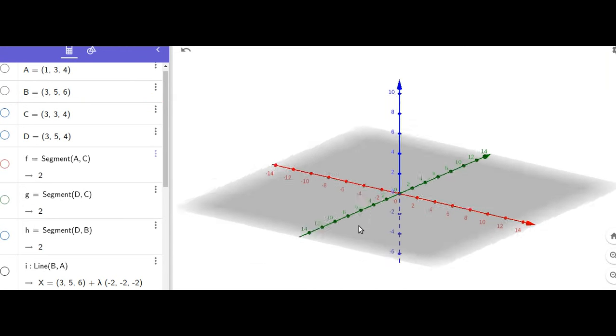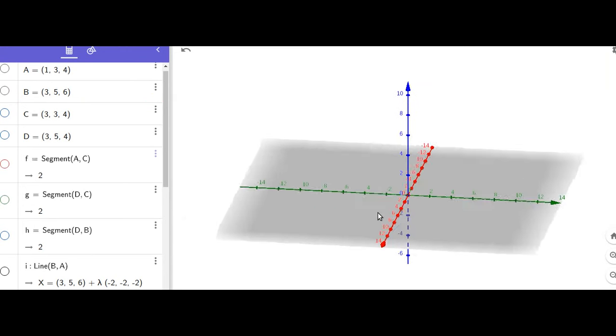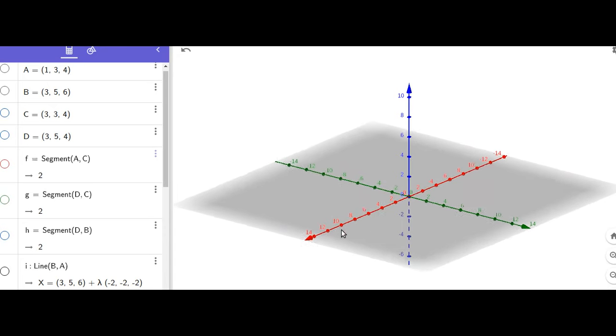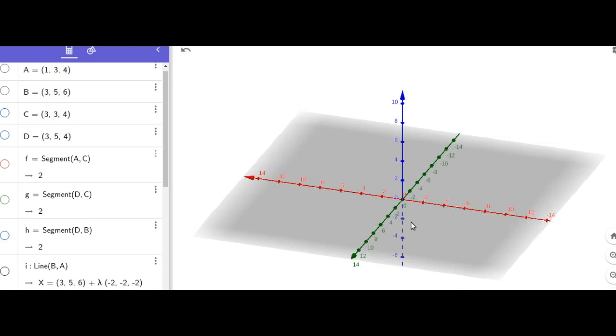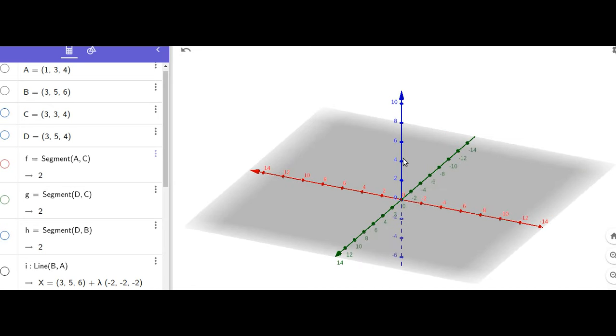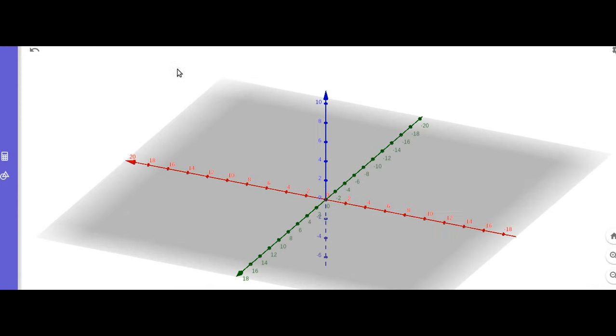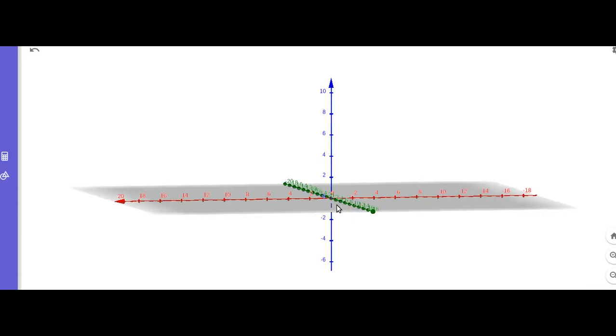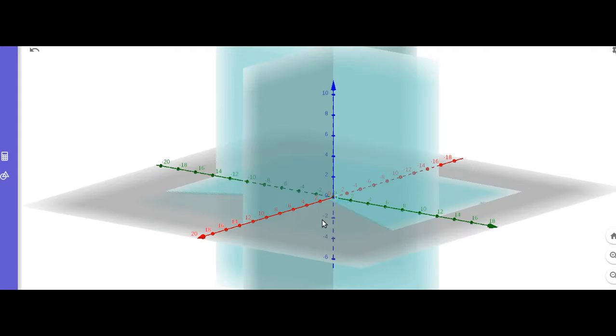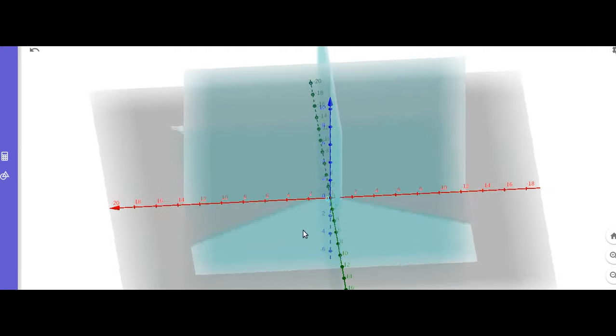So you can see that it's made up of three axes. The red axis is the x-axis, the green one is the y-axis, and the blue one, which controls the height and depth, is the z-axis. Okay, I want you to notice these things.